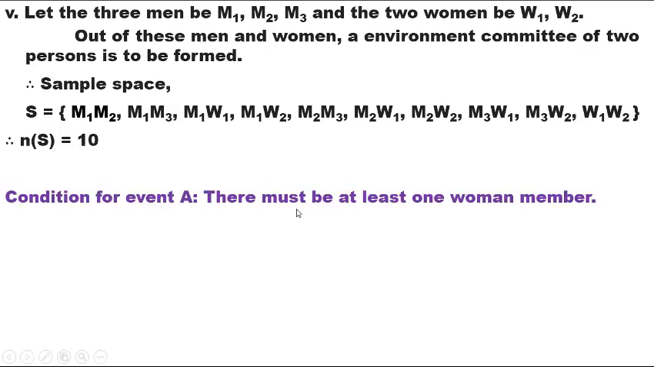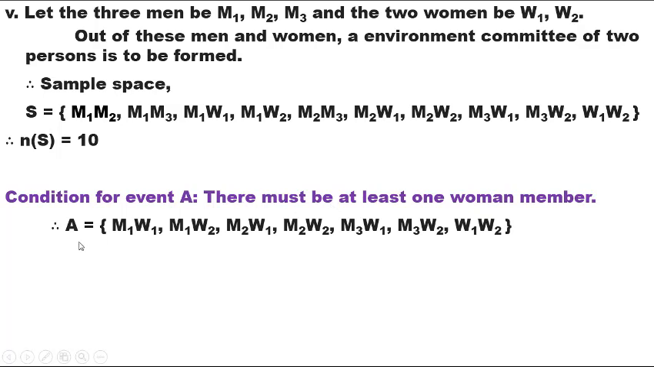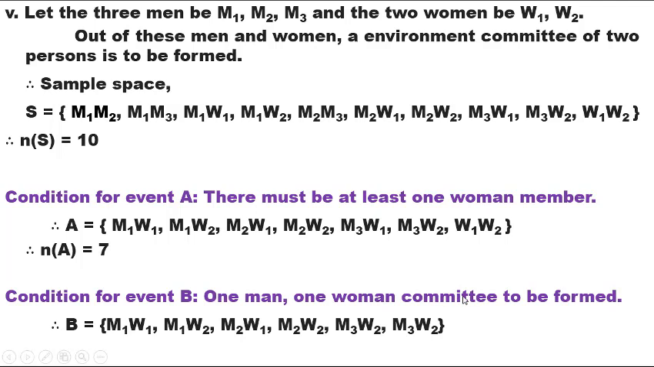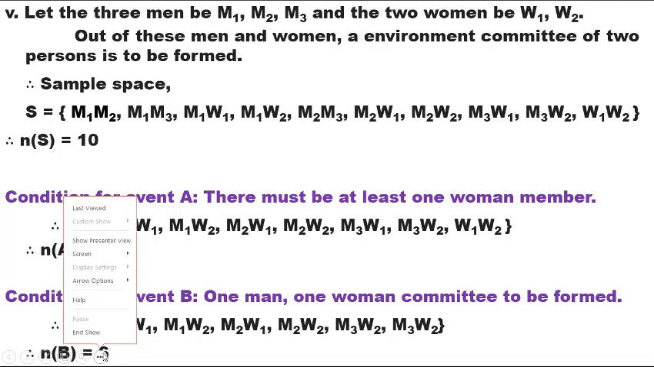Conditions for the event A: there must be at least one woman member. A is a set of 1, 2, 3, 4, 5, 6, 7. So, number of the sample points is equal to 7. Conditions for B: one man and one woman committee to be formed. Therefore, B is equal to {M1W1, M1W2, M2W1, M2W2, M3W1, M3W2}. B is equal to 6.